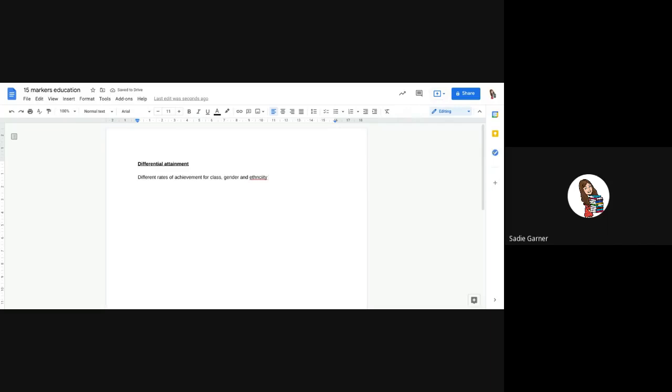Different rates of achievement for class, gender, and I completely changed my chair. It's giving me backache, that chair already. Different rates of achievement for class, gender, and ethnicity.